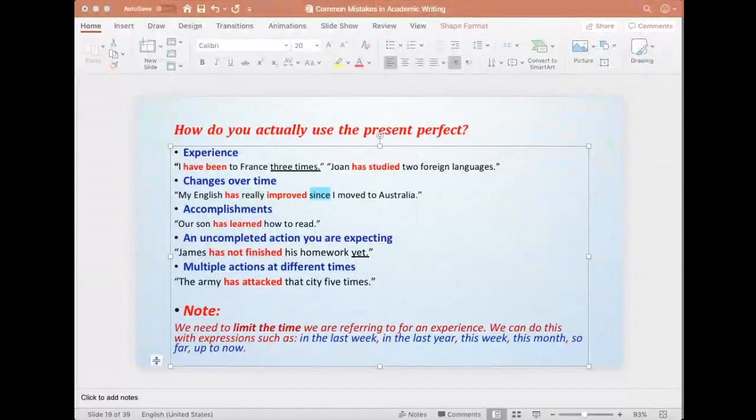Past simple, exactly, is the narration in the past. Narratives. Mostly we use the past simple in narratives where the action took place and it has no bearing on the present.